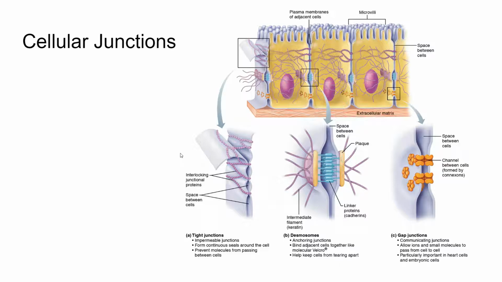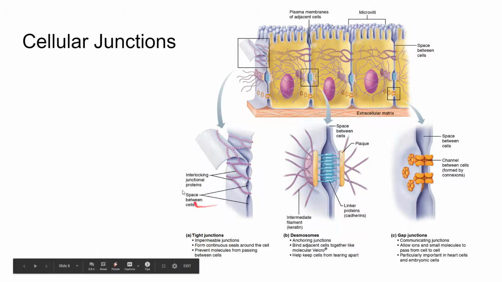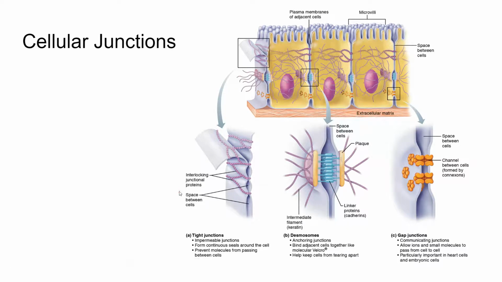Some of them are really tight, some of them not so much. And so we're going to look at three different kinds of cellular junctions, and you see them down at the bottom. There are tight junctions, and these tight junctions, think of them as like stitching between two cells. They prevent the passage of material between them. It's just like if you had stitching between two pieces of cloth, you couldn't put your hand through that stitching. It prevents the passage. A very tight fit.